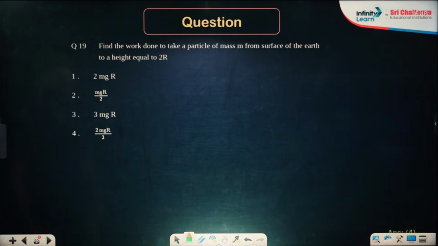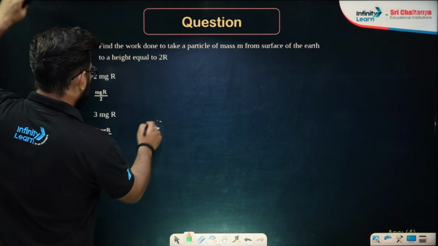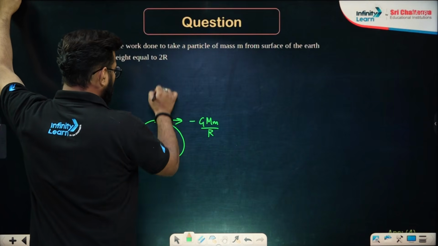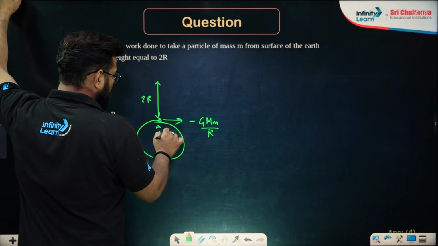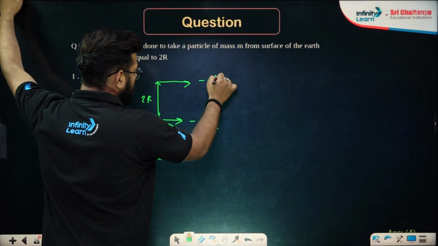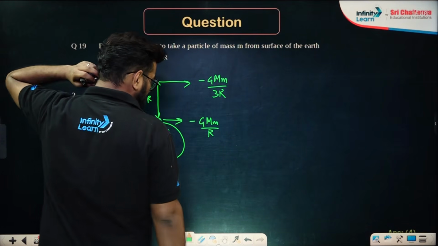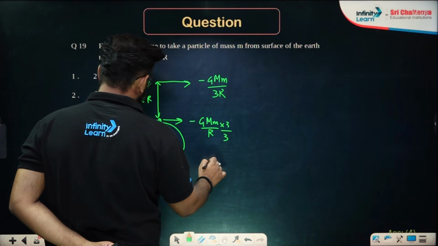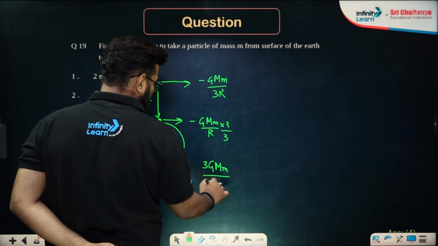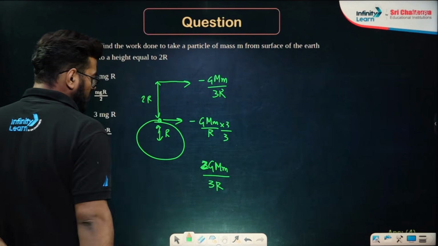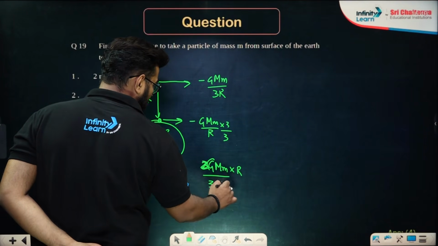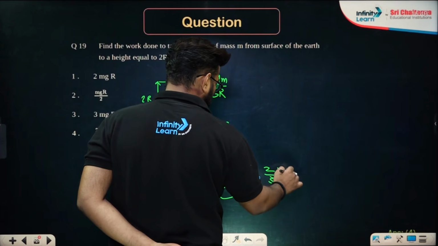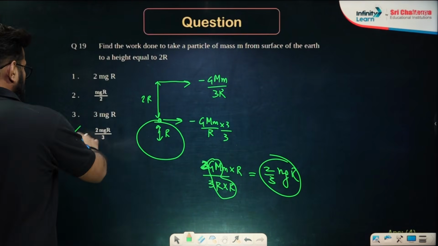Find the work done to take a particle of mass small m from the surface of earth to a height equal to 2R. At the surface of earth, the potential energy is minus G capital M small m upon R. At a height 2R, you will have to include this R height also. Here the potential energy is minus G M small m upon 3 times capital R. Subtract it, you will get the work. This minus this, multiply a 3 and a 3. It's going to be 2 G capital M small m upon 3R. Correct. Now G capital M upon R square is g. So it is turning out to be 2 by 3 mgR. Correct. 2 by 3 mgR is option number 4.